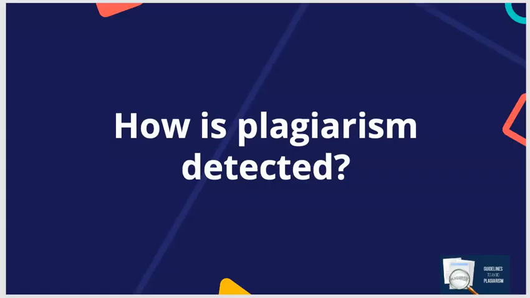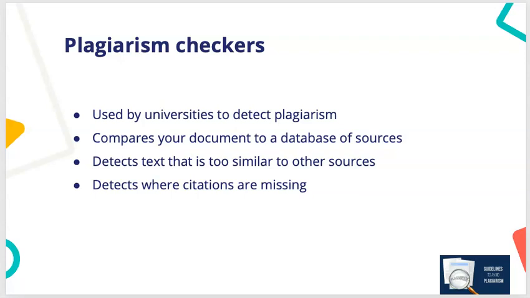How is plagiarism detected? Plagiarism can be detected by the university, and it can be detected by the journals. Detection tools compare your document to a database of sources, detect text that is too similar to other sources, and detect whether citations are missing or not.